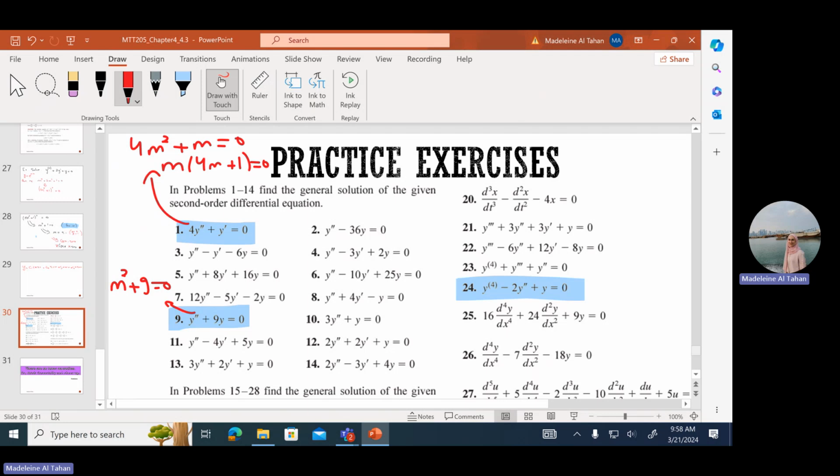Who solved the second one, Miss? Okay, the first one was solved and what's the solution that you got? By C2. Plus C2, yes.